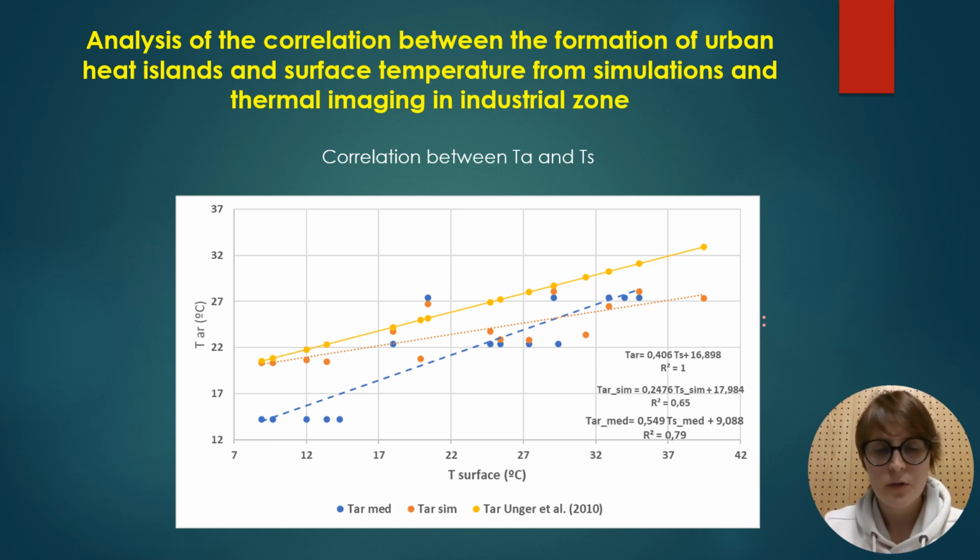This figure shows the correlation between air temperature and surface temperature. All the results of this research are presented in estimates according to equation 1 proposed by Unger. Both the correlations for the measured and simulated results remain below the one stipulated by Unger, in yellow, as we see.